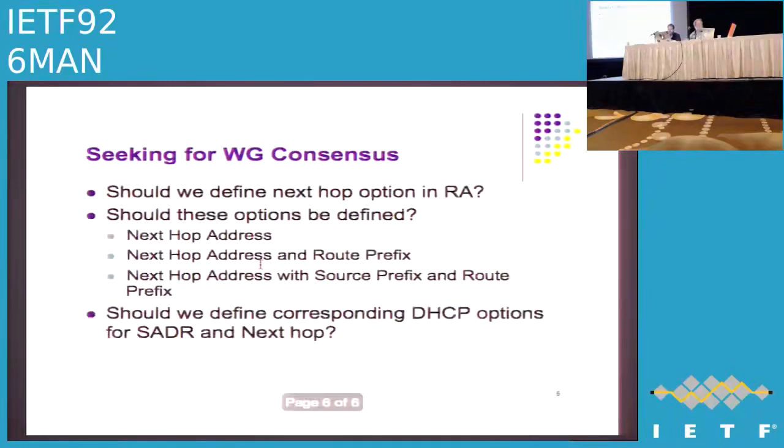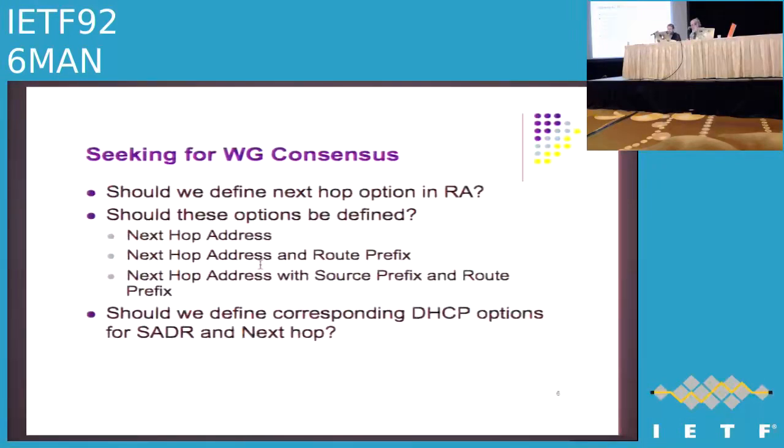Okay, next, I think this is the last one. Now, the next hop option was not discussed, while we discussed a lot the SADR, source address dependent routing, and source prefix option, which I think almost everybody agrees on. But the next hop option, with this scenario, does it make sense? Should we define a next hop option, with next hop address and route prefix, combined with other things? Then the VPN router, for example, can combine it with source prefix and route prefix, and configure the host with all the information we need.